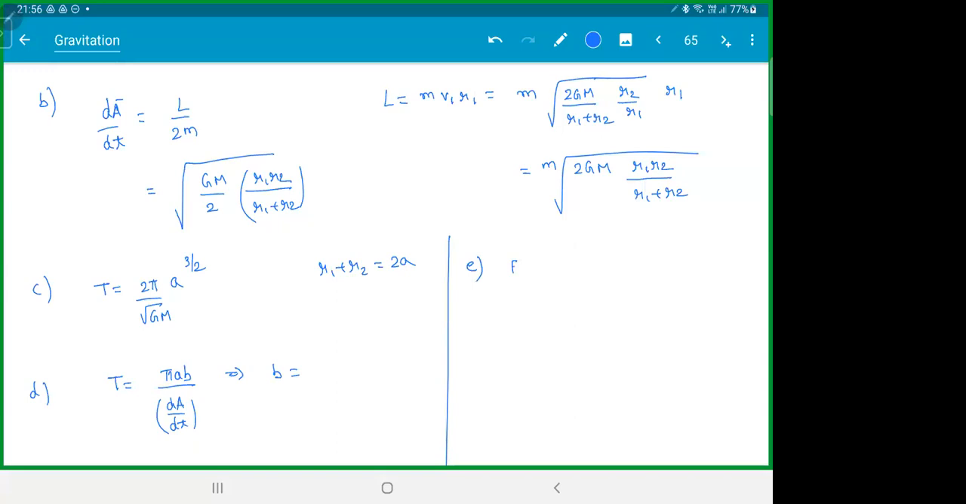What about energy? Minus GMm by r1 plus half m v1 squared. Take any one point. This will be minus GMm by (r1 plus r2), which is minus GMm by 2a. That is the energy of a satellite in an ellipse. All these are very important results.